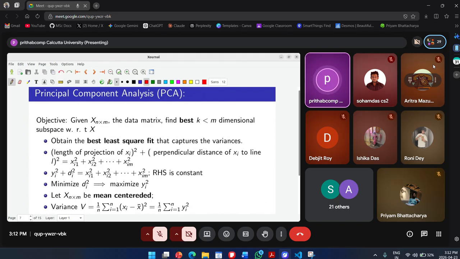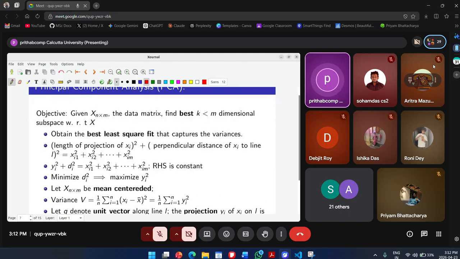Okay, so the objective is that, given a matrix, the data matrix, I have used X here. Actually, you can think of it as A, n cross M. This M is actually the D that we saw over there. Don't get confused. So given this data matrix, find the best K less than M dimensional subspace with respect to X.